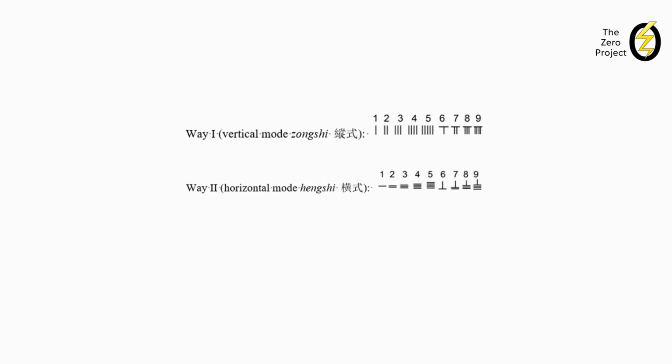The first line shows the numerals from 1 to 9 in one way. So this is the vertical mode, 纵式. And in the other way, a horizontal rod presents digit 1, 2 horizontal counting rods present digit 2. And the digits 6, 7, 8, and 9 will use the combination of horizontal counting rods and a vertical rod above, representing 5.